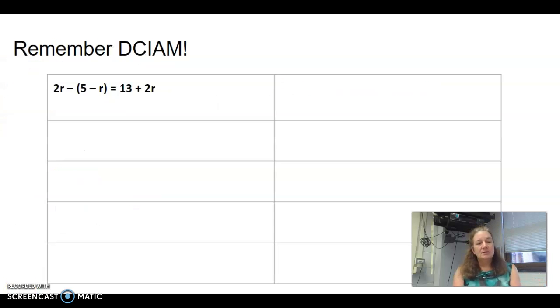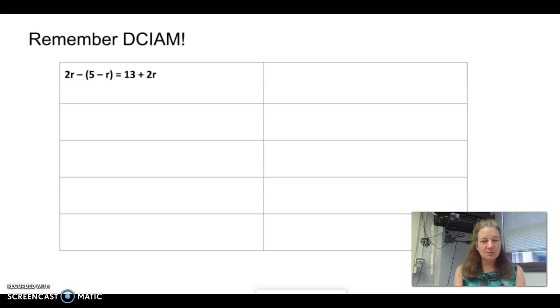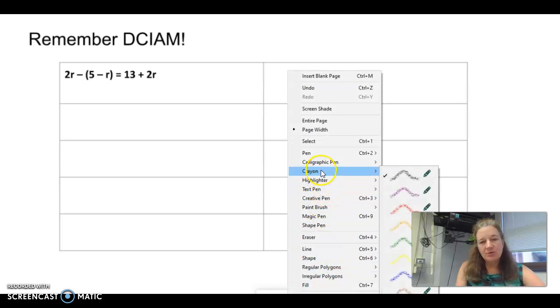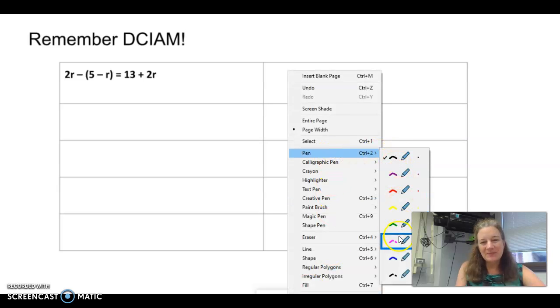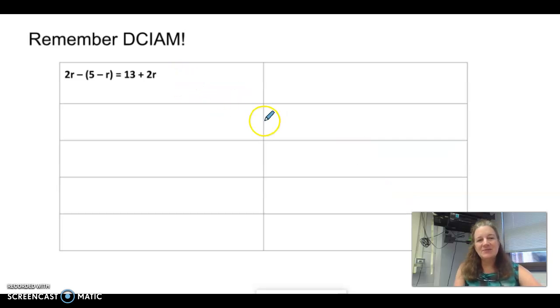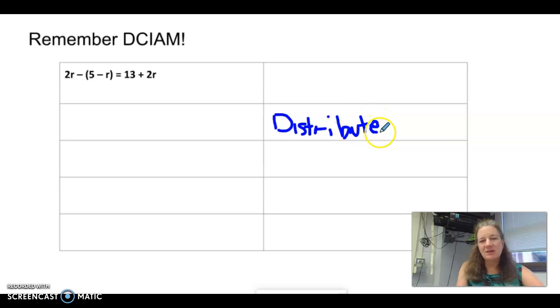Okay. All right, so I'm going to show you the algebra way to solve multi-step equations. And it requires you to kind of remember DCIAM, where you use D, which stands for the distributive property, and you do this in order every time. If you took algebra here, you probably learned this. Distribute.